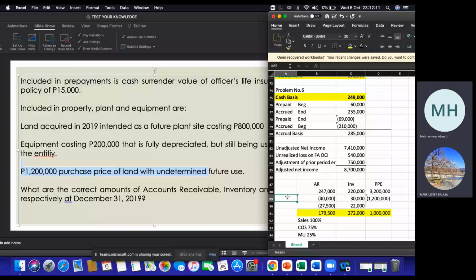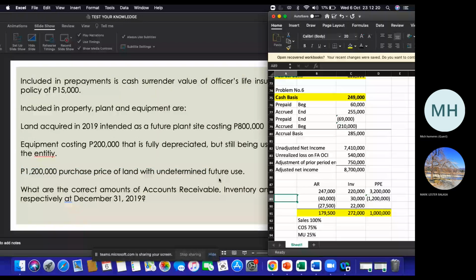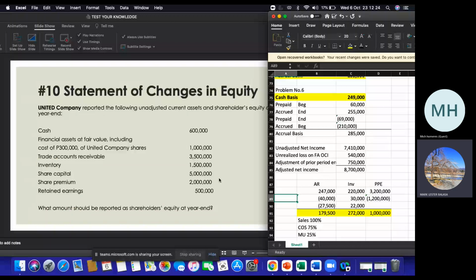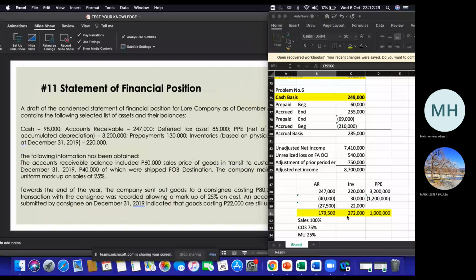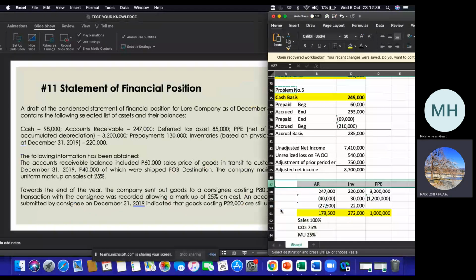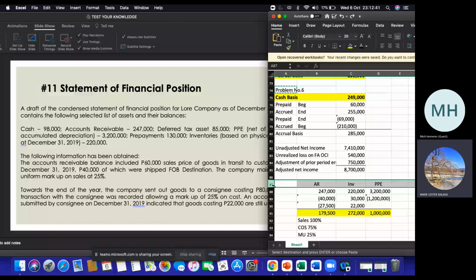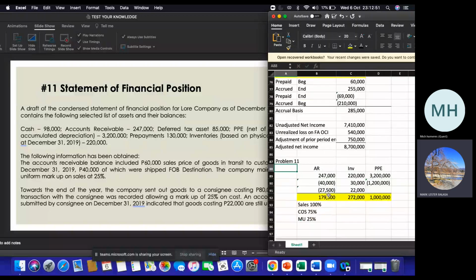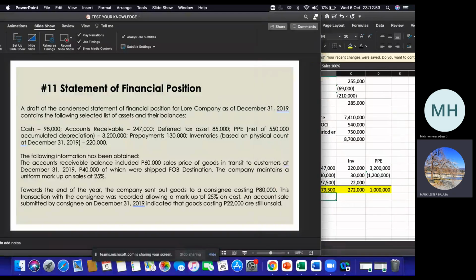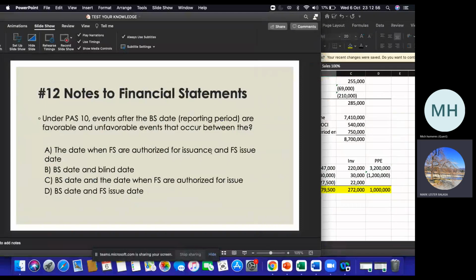Ano ba problem na yun? Problem, ano na yun? 10, 11 na pala yun. Okay? Palagay natin dito, okay? Problem 11. Insert. Problem 11. Right? Next tayo, problem number 12. Okay? Notes to financial statements, class.